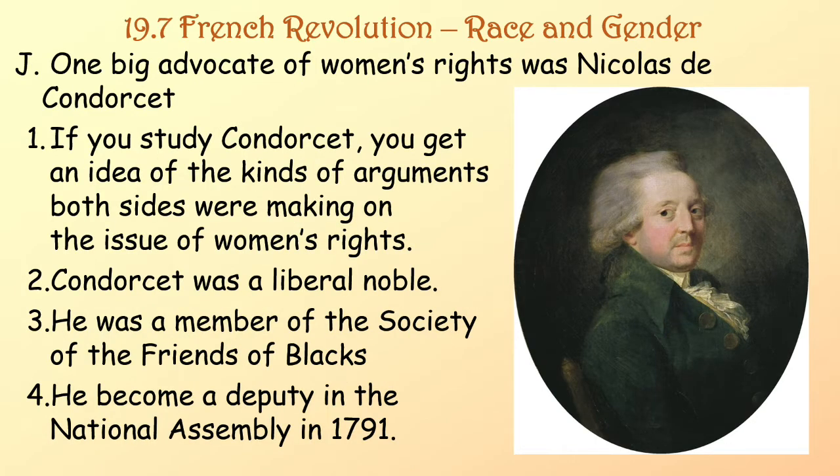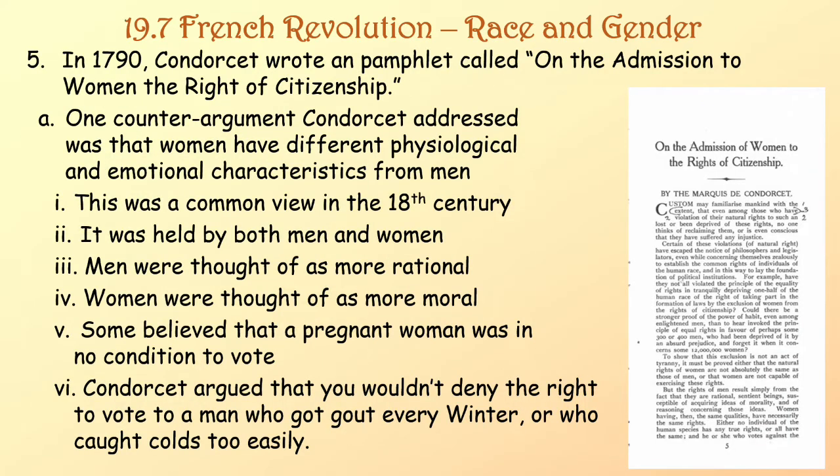One big advocate of women's rights was Nicolas de Condorcet. If you study Condorcet, you get an idea of the kinds of arguments both sides were making on the issue of women's rights. Condorcet was a liberal noble. He was a member of the Society of the Friends of Blacks, and he became a deputy in the National Assembly in 1791. In 1790, Condorcet wrote a pamphlet called On the Admission to Women of the Right of Citizenship.